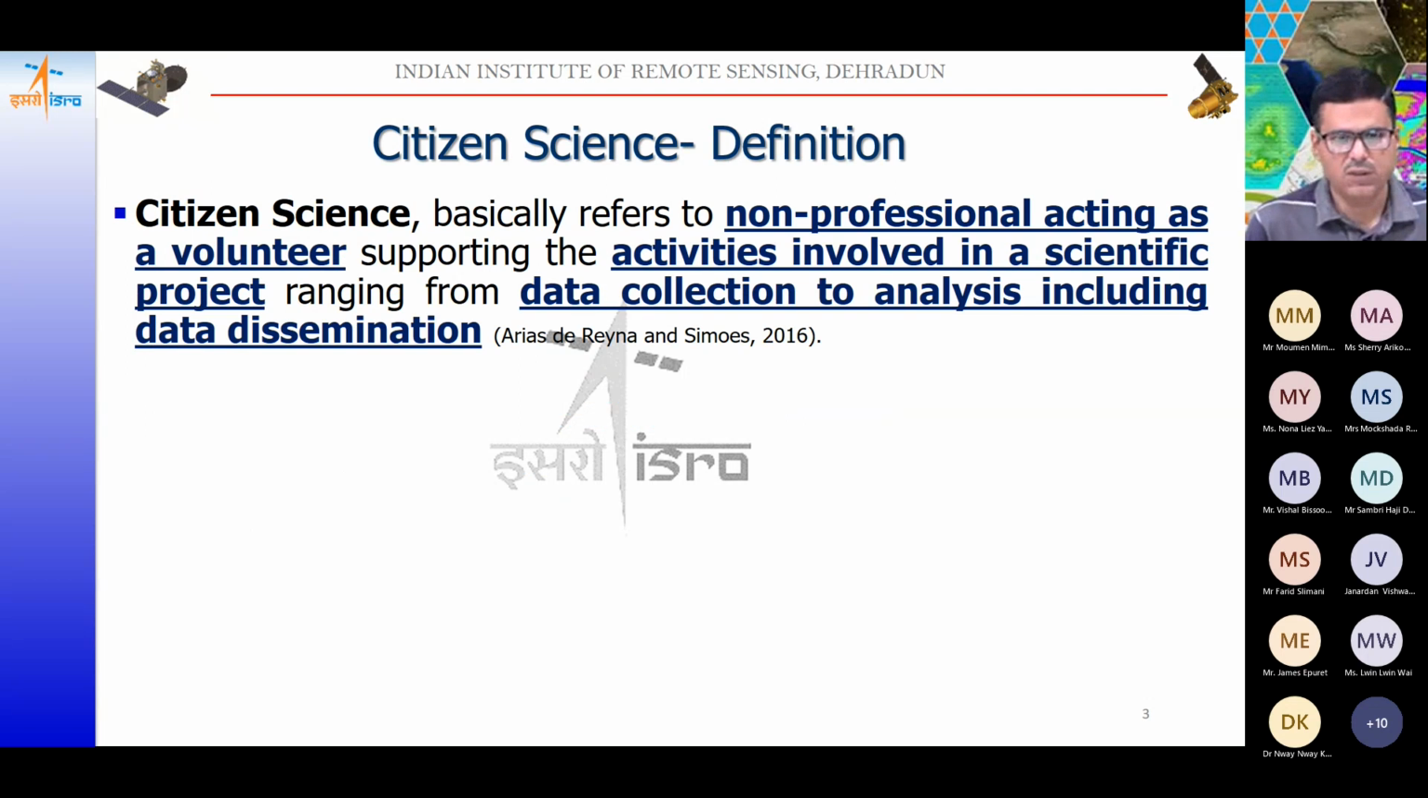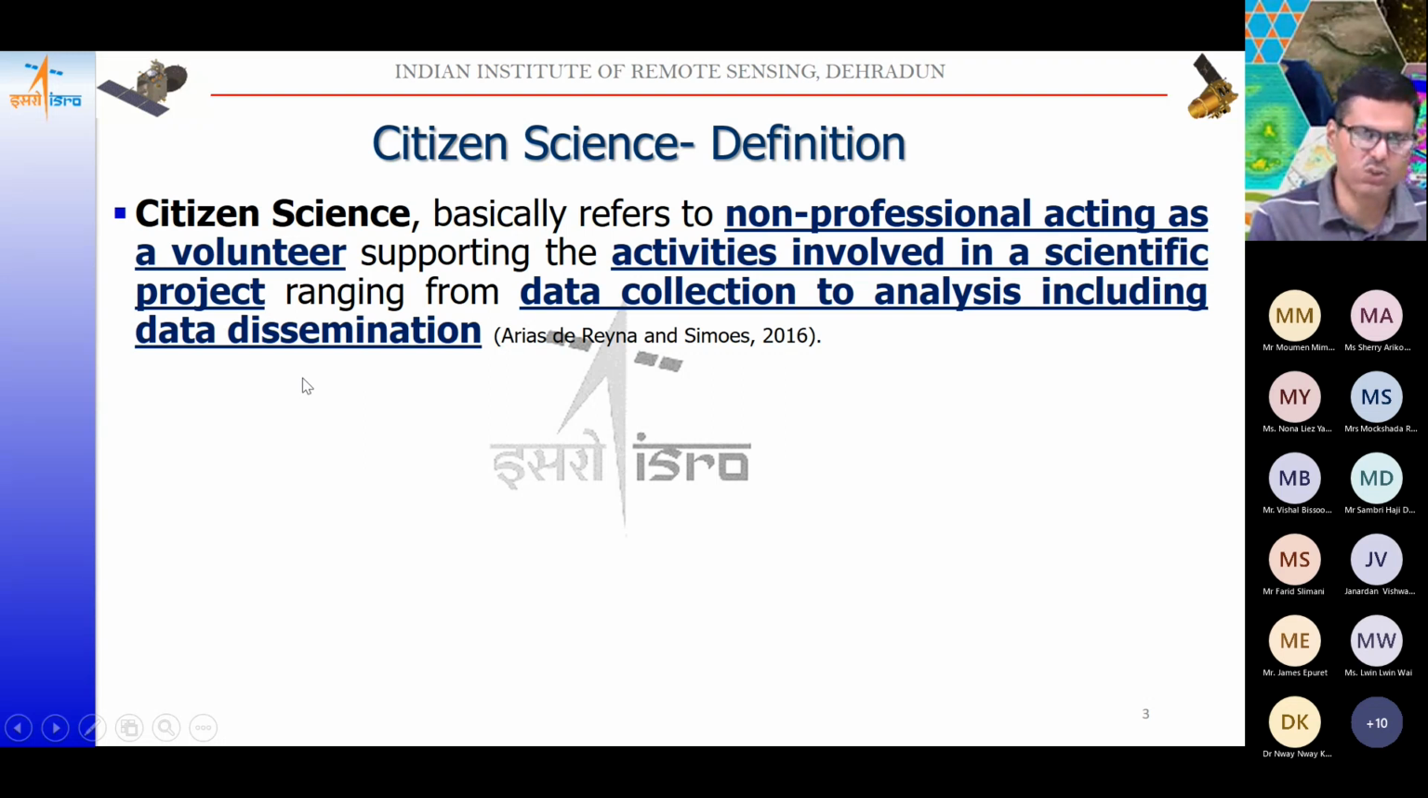So let's see the definition first. Citizen science, there are two words, citizen and science. It basically refers to non-professionals who are acting as volunteers, thereby supporting the activities involved in a scientific project that could range from data collection activities to analysis and also the data dissemination.